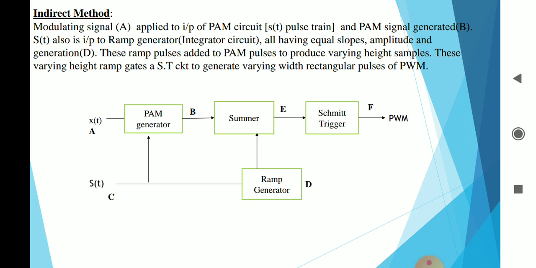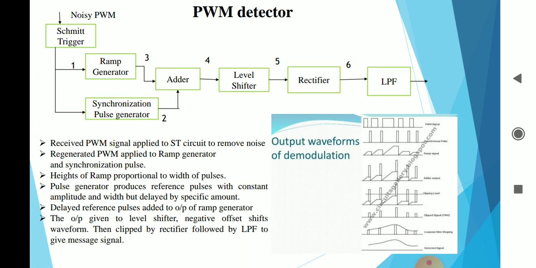So here the output of the summer is generally given to a clipper in order to maintain some reference values. So this is how a PWM can be generated using the indirect method. That is about generation of PWM waveforms. Next is demodulation of PWM signals or PWM detector.